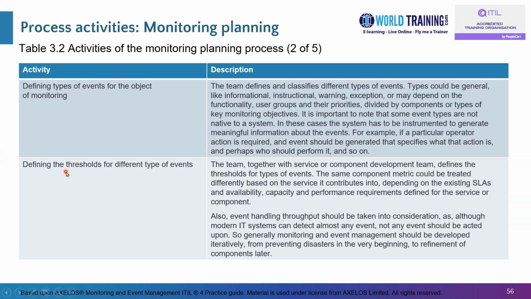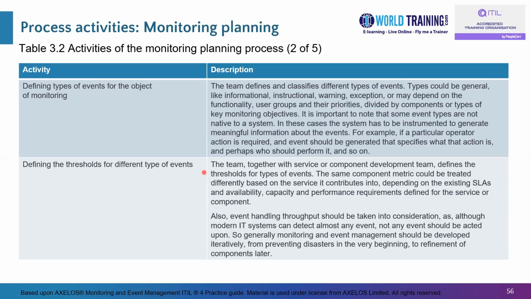Then the fourth activity is defining the thresholds for the different types of events. I was just speaking about that a little bit, but in this sequence, the thresholds come afterwards. So here, the monitoring team, together with the service or component development team, define the thresholds for the types of events, for different types. And the same metric could be treated differently based on the service it contributes to, depending on the existing SLAs and availability, capacity, and performance requirements defined for the service or component.